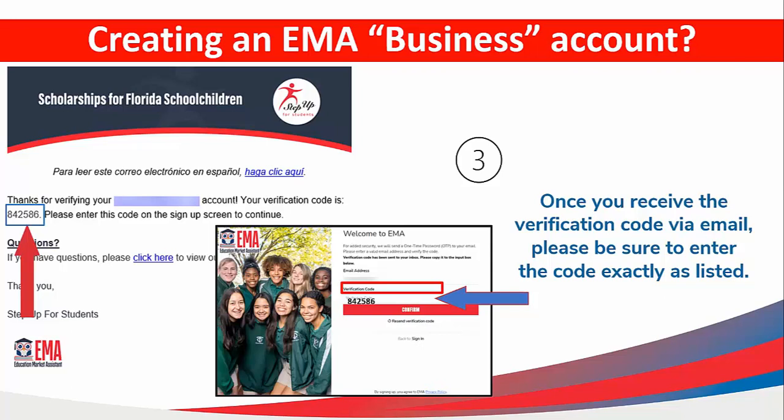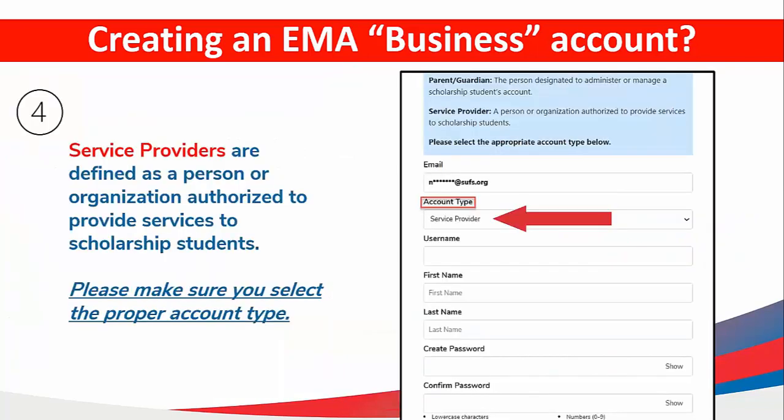Once you receive the verification code via email, please be sure to enter the code exactly as listed. If the email verification code takes longer than 3 minutes, have the provider hit the resend verification code. Sometimes the first one took almost 10 minutes, but when the resend button was clicked, the resend came in under a minute. Once the code is confirmed, you'll be brought to the account creation page.